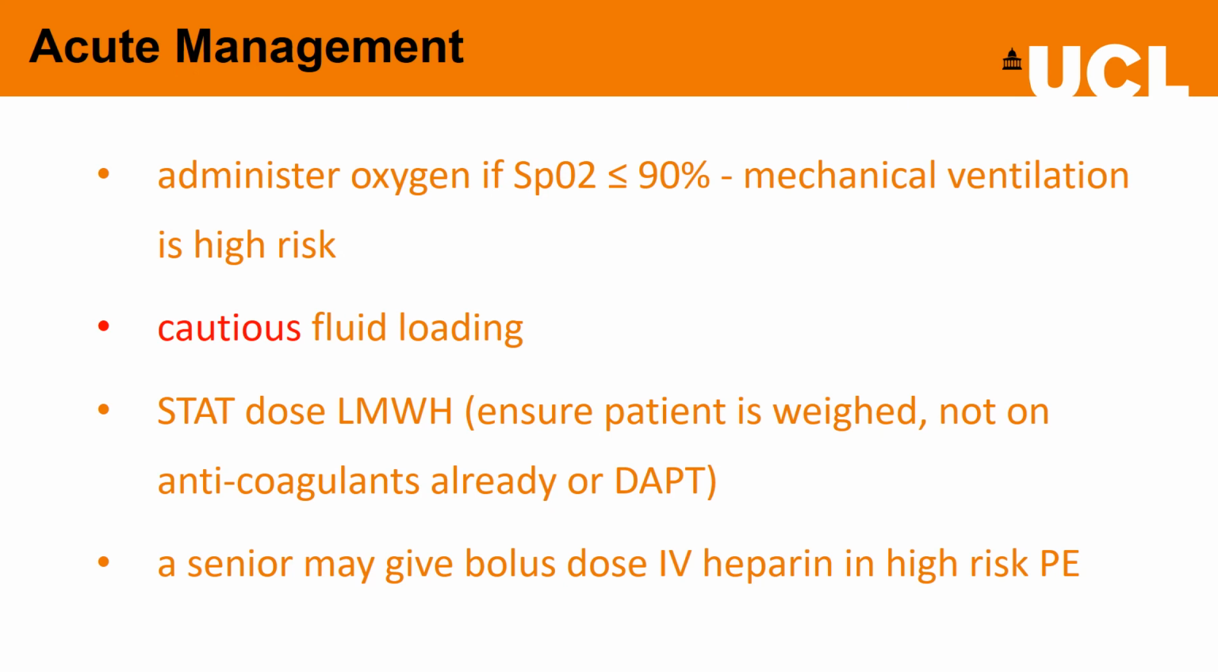So the acute management of PE is to administer oxygen if the SATs are less than 90%. Mechanical ventilation is high risk due to the pressure changes in the chest and the likely cause to precipitate hypotension. You should be cautiously fluid loading these patients, again being mindful of the risk of right ventricular overload, and administer a stat dose of low molecular weight heparin. Ensure the patient is weighed, not on anticoagulants already, or on dual antiplatelet therapy. A senior decision maker may give a bolus dose of IV heparin in high risk PE.